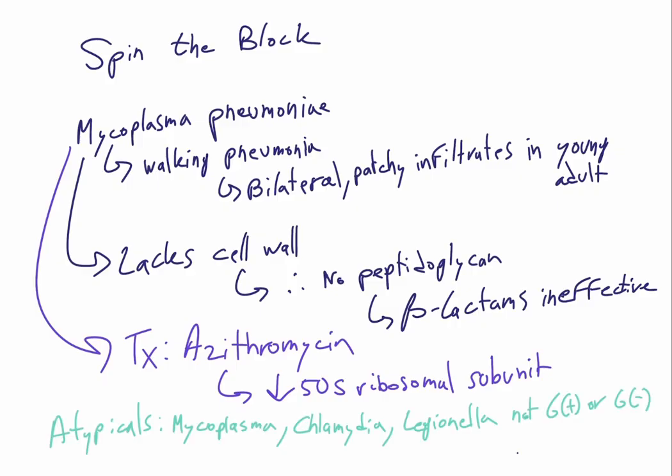Finally, atypicals like Mycoplasma, Chlamydia, and Legionella are considered neither gram-positive nor gram-negative. You might make an argument and say that they lean towards the gram-negative, but they don't have a typical membrane or cell wall structure, so they are in their own separate category. That's why we call them atypical.